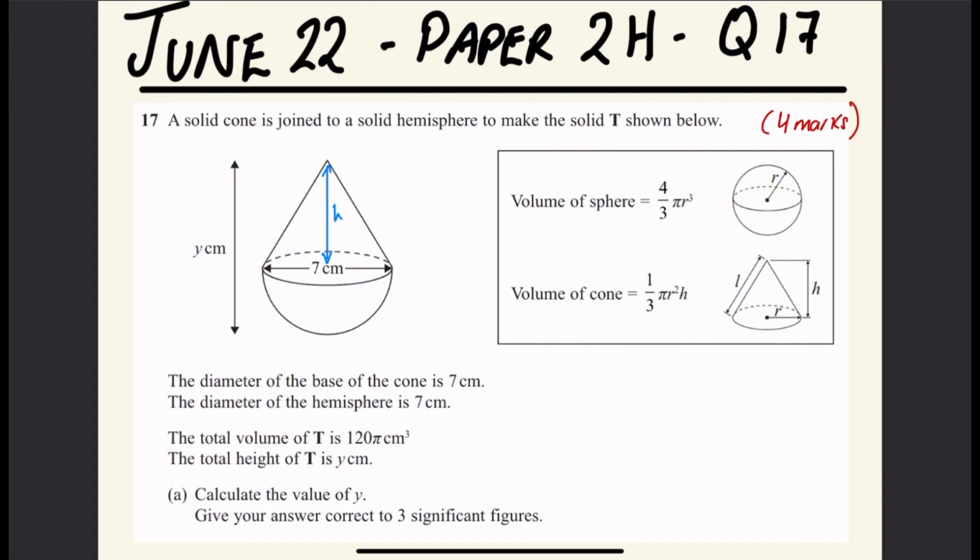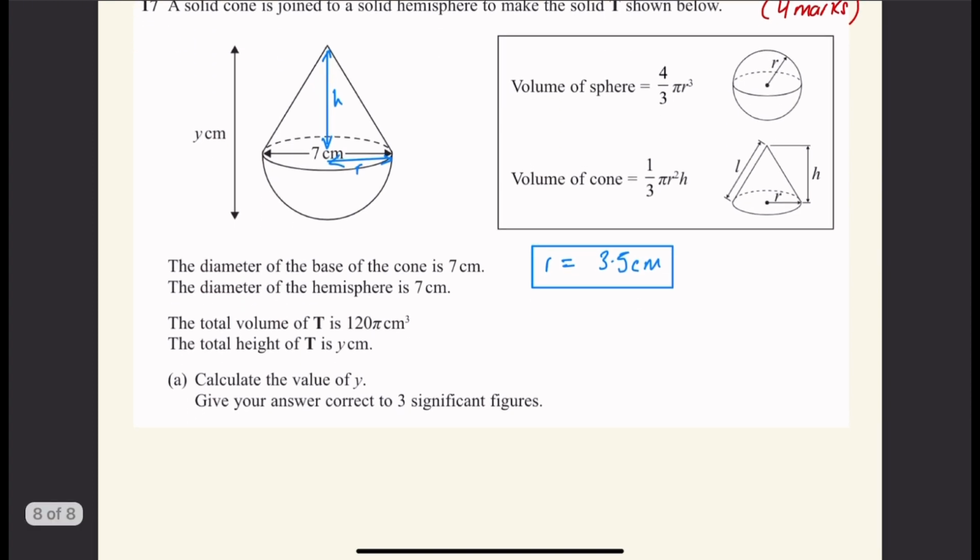Okay, so there are a couple of unknowns here. There's h and there's y. We know r. R would be that. That's r. Obviously the radius is half the diameter, so r is equal to 3.5 centimeters. So we got this knowledge in hand. Alright, so what are we told? We're told that the volume of T is 120 pi centimeters cubed.